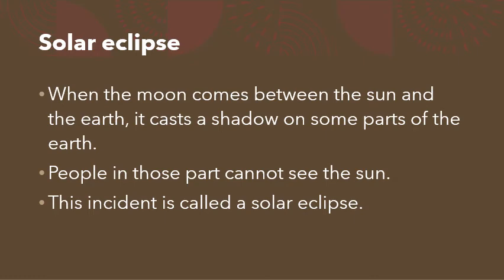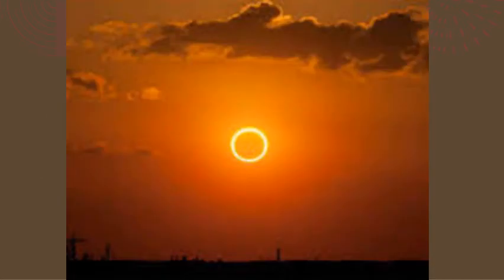Let me read out once again. When the moon comes between the sun and the earth, it casts a shadow on some part of the earth. People in those parts cannot see the sun. This incident is called a solar eclipse. Now you understood what a solar eclipse is? Here is one image, the actual picture of a solar eclipse, how it looks in the sky, that you can see and understand.